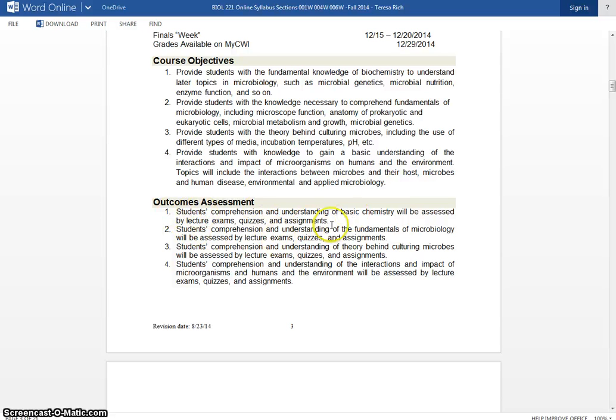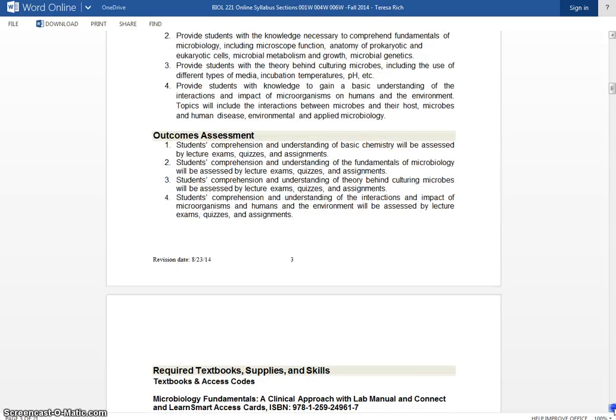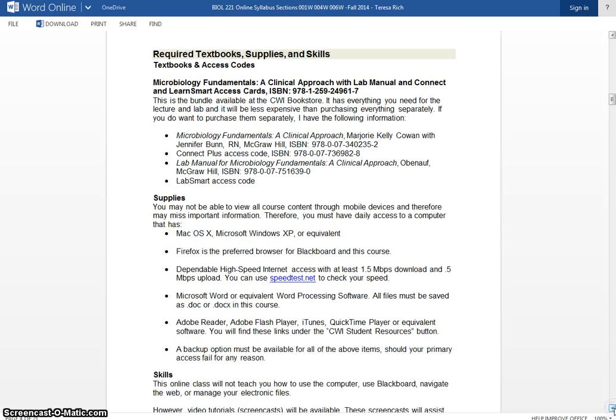Outcomes assessment, this basically tells you how I'm going to determine how well you've done with the course objectives. As you can tell, this is pretty basic. This is so that each of the different instructors can do what they like, and also so I can tweak things over the semesters. With the course evaluations, I find out what worked, what didn't, and I'm constantly trying to improve things.